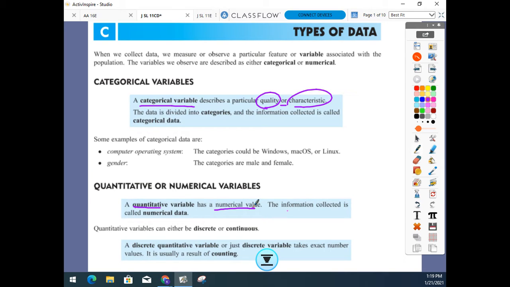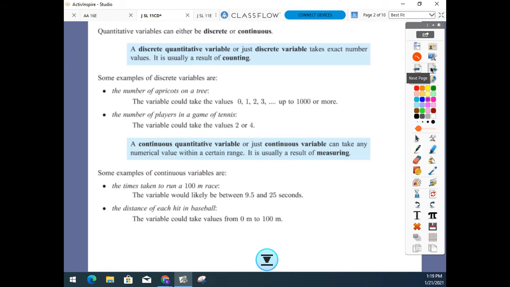And there are two types of quantitative. There's a discrete quantitative, which is an exact number, and you can get that by counting. Typically, when you're counting, there's 30 desks in my room. That's a discrete one because it's exact. And I listed this twice, so sorry. So like the number of apricots on a tree, the number of players in the game of tennis.